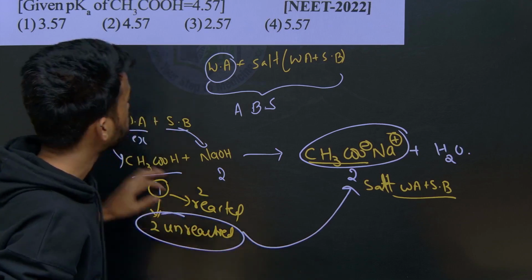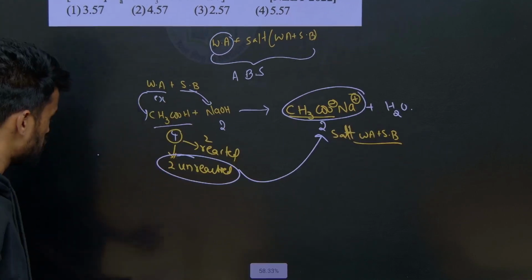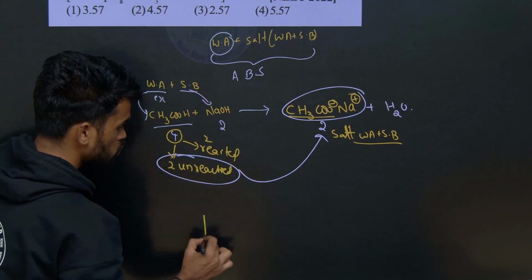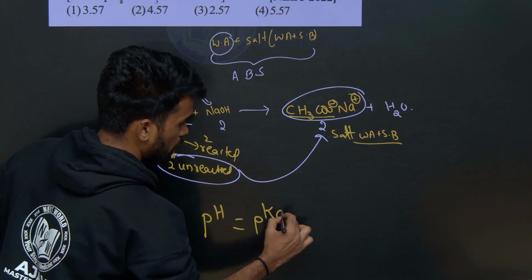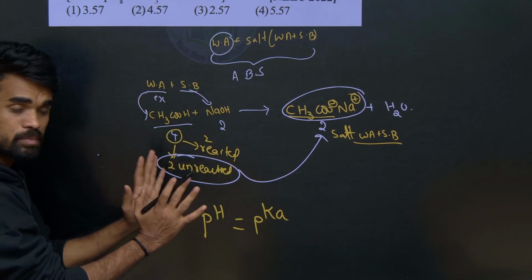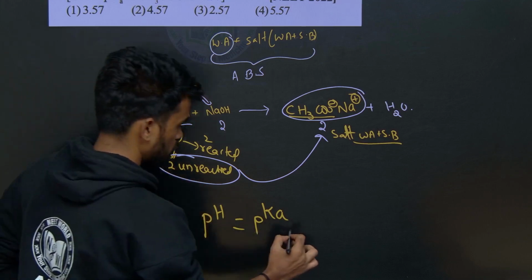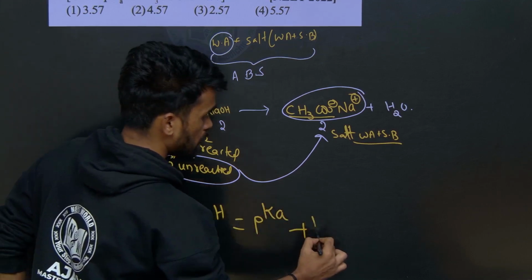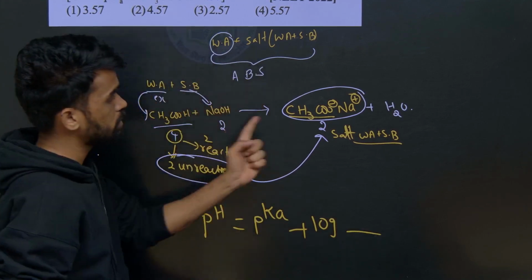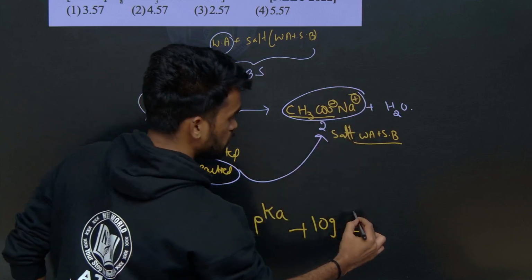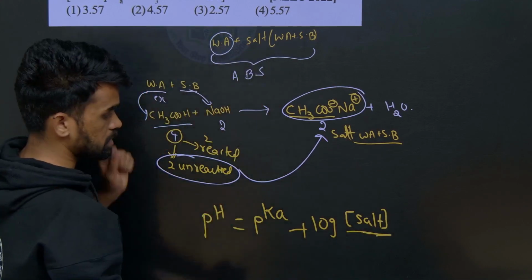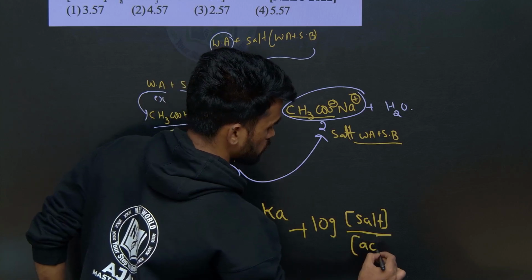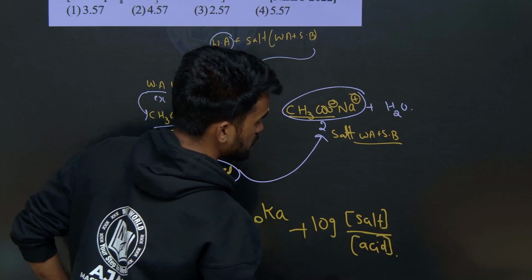Okay. Now whenever we have it like this, how can we calculate pH? The pH of this acidic buffer can be calculated using this formula. I am not giving you the derivation of the formula, I am directly writing the formula here. pH equals pKa plus log of, on this side, salt concentration by acid concentration. Okay, this is for acidic buffer.